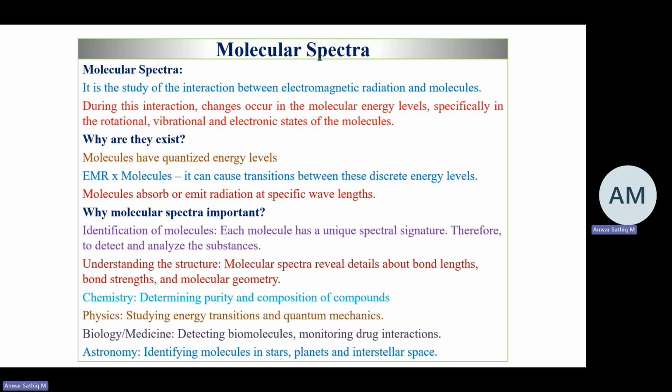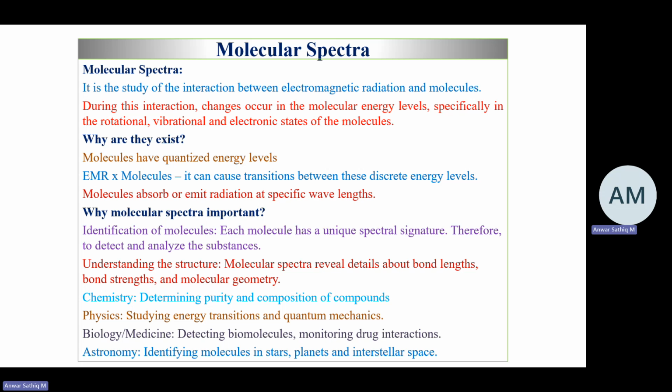Molecular spectra is the study of how electromagnetic radiation interacts with molecules. During this interaction, changes take place in the rotational, vibrational, and electronic energy states of molecules. Why do molecular spectra originate?